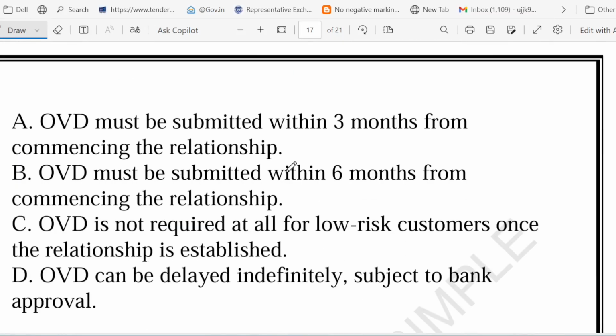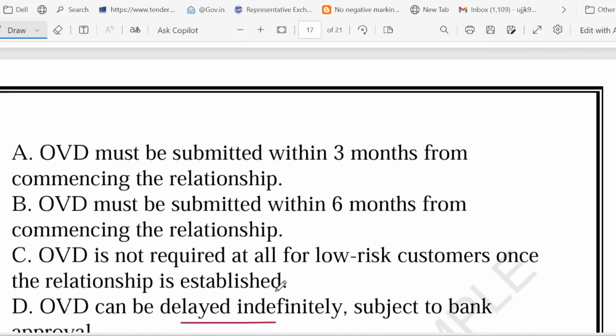Option A, it must be submitted within 3 months from commencing the relationship. Option B, it must be submitted within 6 months from commencing the relationship. Option C, it is not required at all for a low-risk customer once the relationship is established. And D says it can be delayed indefinitely subject to bank approval. So which option do you think is correct?